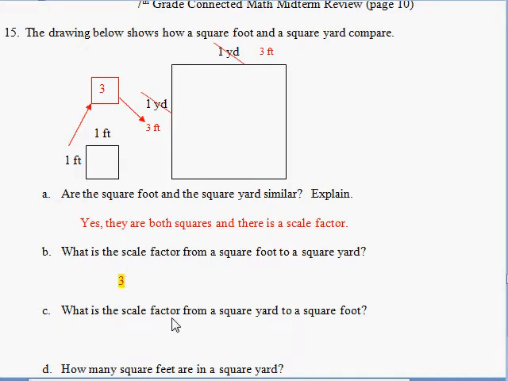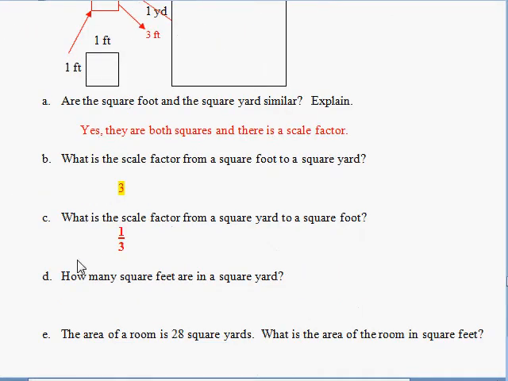Now it's asking what is the scale factor from a square yard to a square foot. So now we're going from big to small. So instead of 3, we're going to take the inverse of that, and we get 1/3.